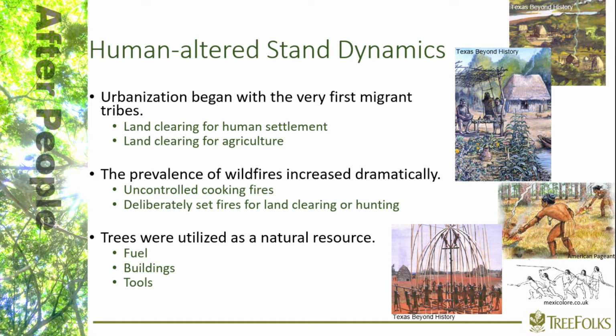Trees also became utilized as a natural resource. Fuel is obvious with the need for fires, but people also used trees for buildings and tools. While this was not done on a scale at all similar to what we see today, this did represent a shift in the nutrient cycle of the forests. Suddenly, not every piece of vegetation that grew in the spot would decay in that spot.